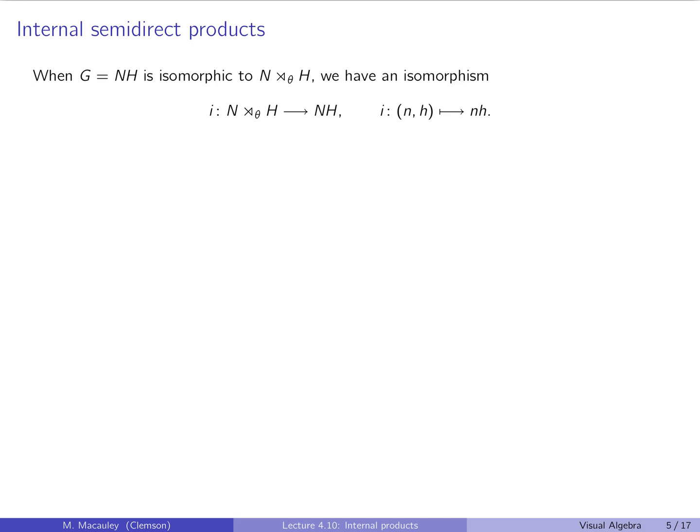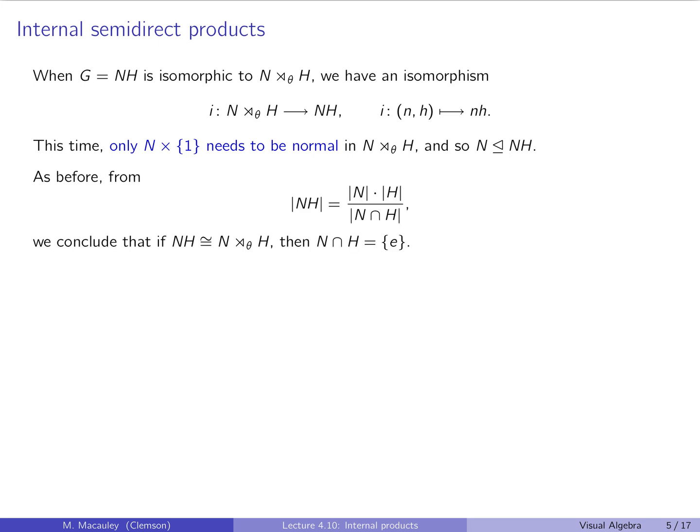Now let's look at semidirect products. When G is isomorphic to a semidirect product of N and H, we have an isomorphism from the semidirect product to the product NH. It's the same one as before. It sends an ordered pair of elements, little n, little h, to the product little n times little h. This time, only N cross the identity needs to be normal in the semidirect product. And so this normal subgroup passes through the isomorphism, and it means that N is normal in the product. In other words, N is normal in G.